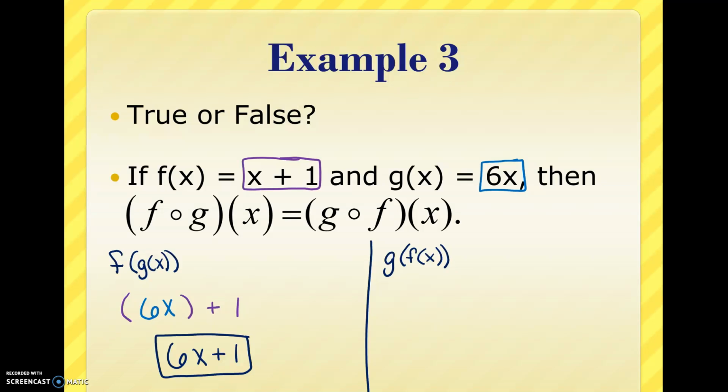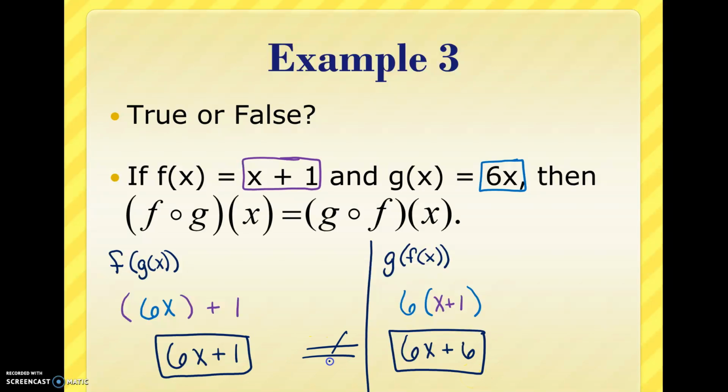For G of f of x, I'm taking the G function, which is 6 times something, and I'm putting the f function inside that. This time I do have to distribute, and I get 6x plus 6. Now compare those. 6x plus 1, 6x plus 6. Are they the same? No. They are not the same, so the answer to this is false.